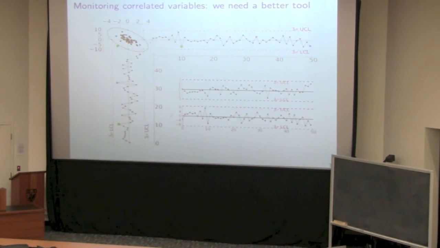So beware of that as a trap when you're looking at univariate monitoring charts. The univariate monitoring chart is not a perfect chart when you've got correlated data.